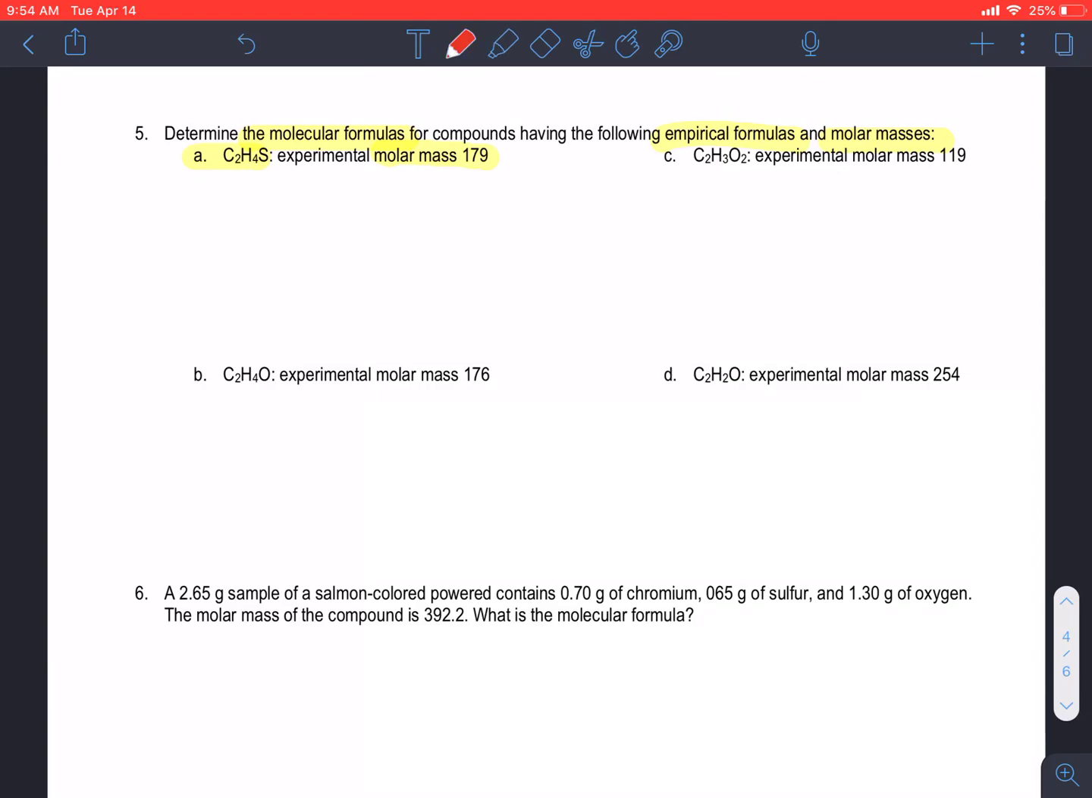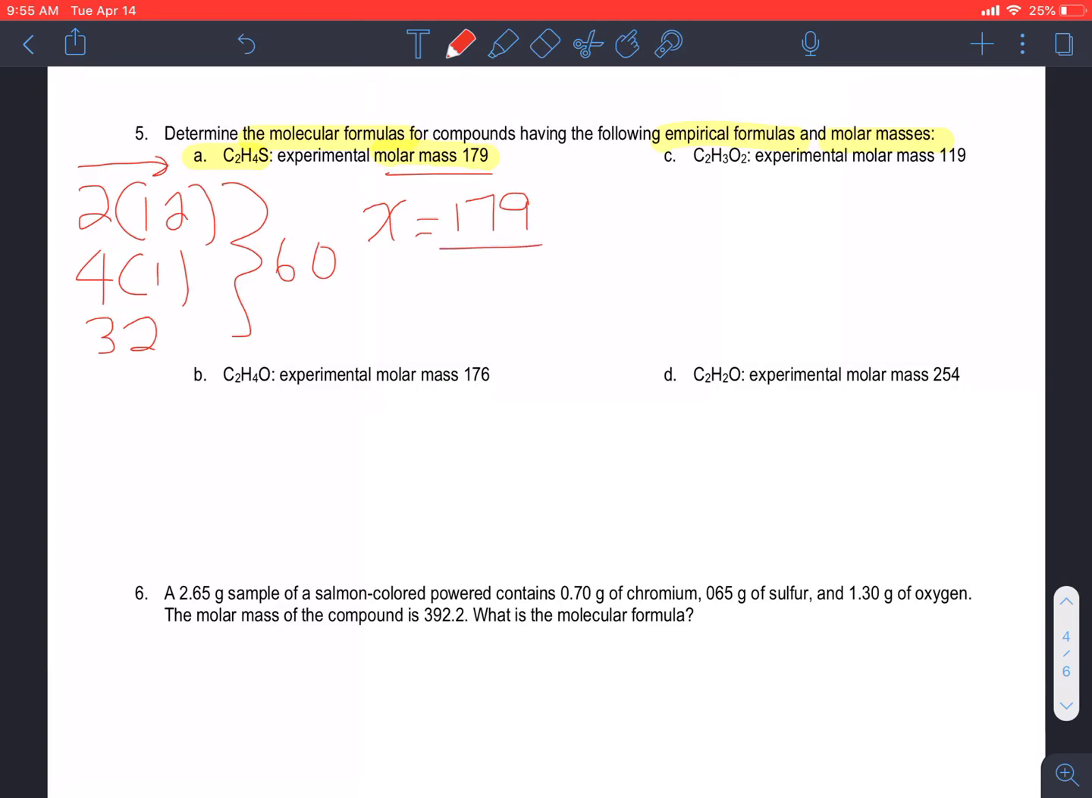So the first thing you need to do is find the empirical formula mass of C2H4S. So 2 times 12 plus 4 times 1 plus 32 would give me a mass of 60. Remember, this is the mass of that compound. Then to find your value x, you're going to take the mass of your molecular formula, which is 179, and divide it by the empirical formula mass, which we just found was 60. When I do that, I get a factor of x equals 3.